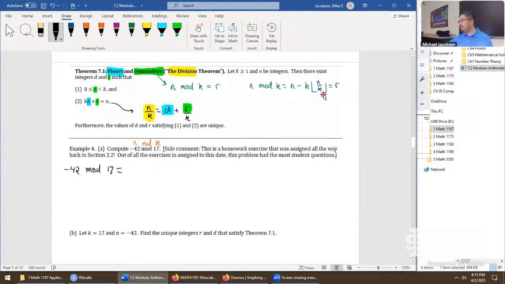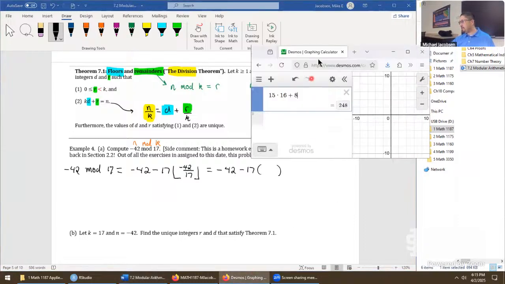This is one where I would definitely want to use the formula. It's confusing enough as a process all on its own. So let's go, negative 42 is the n, minus k, which means minus 17 times the floor of n divided by k. So that'll be negative 42 divided by 17. This now becomes negative 42 minus 17 times. Now we need to do a floor computation. The negative does carry in this location, so it's negative 42 over 17.